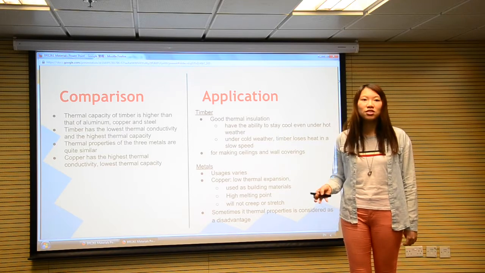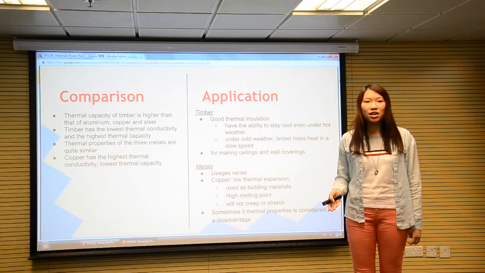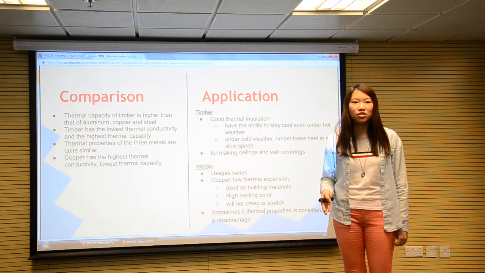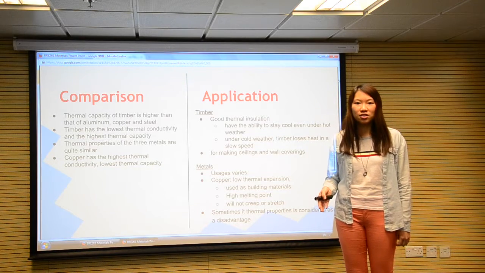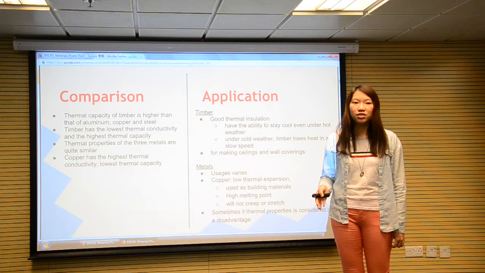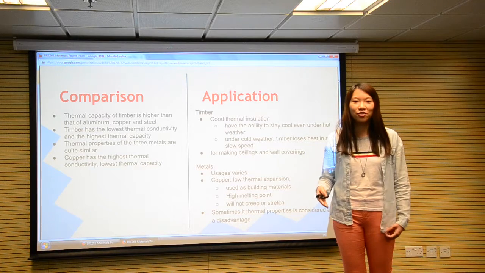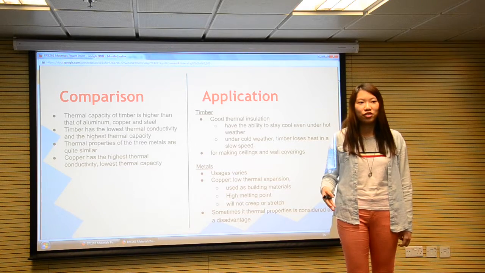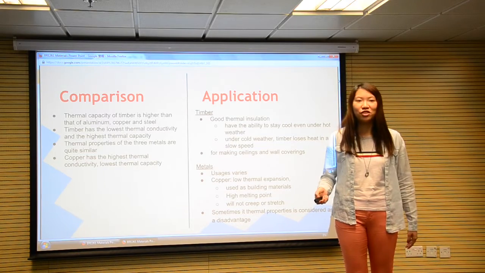And for metals, the usages vary. For instance, copper is used as a building material because it has a low thermal expansion and a high melting point. Sometimes the thermal properties of metals are considered a disadvantage because the rate of heat loss is very high for metals, and this may not be good for the construction of a building.